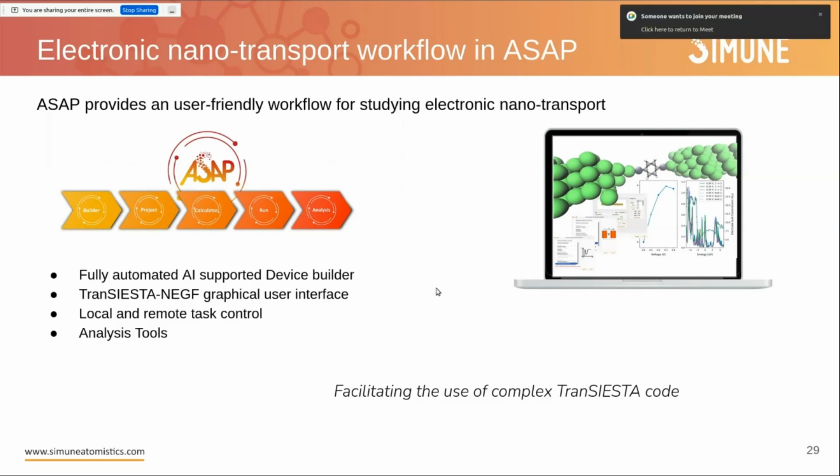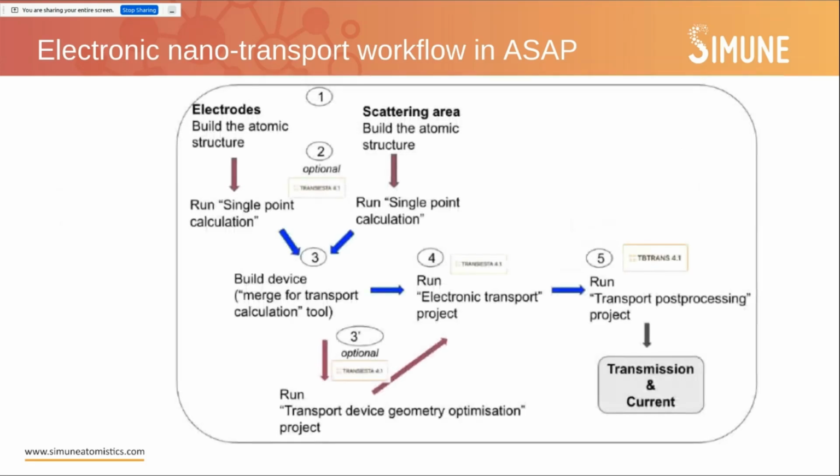It helps to introduce the calculation parameters, to launch the calculation and to control its execution and to analyze the results. So even in ASAP, this workflow is a bit complex because we need a series of calculations, a series of steps. So the first thing that we need to do is to prepare the atomic structures of electrodes and of the molecule or system that we want to put at the contact of electrodes. It's recommended to run a single point calculation for these parts of your system in order to know their properties. Then we build a device for transport calculation using the merge tool and create an electronic transport project.